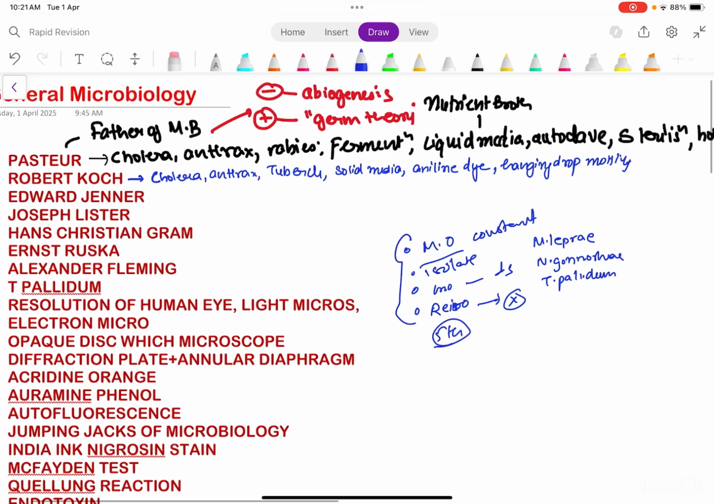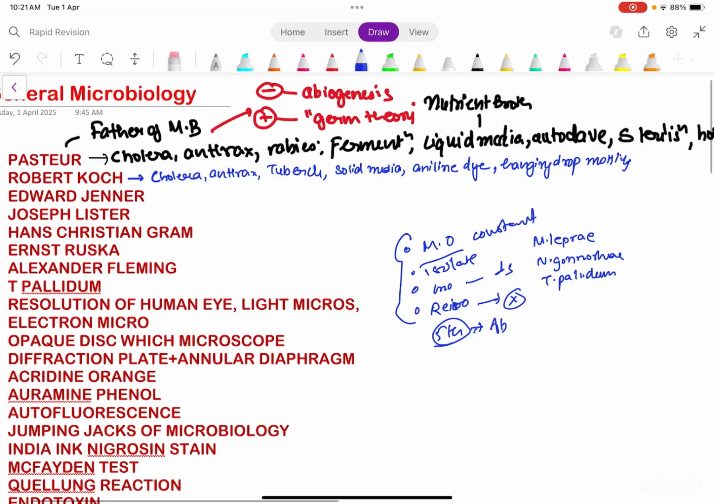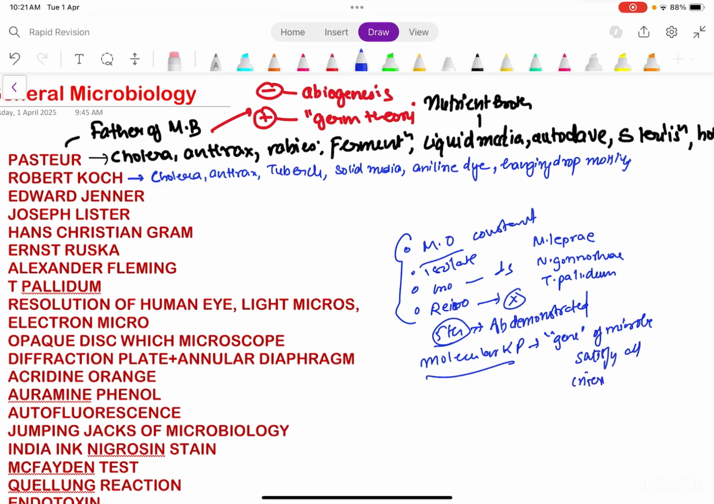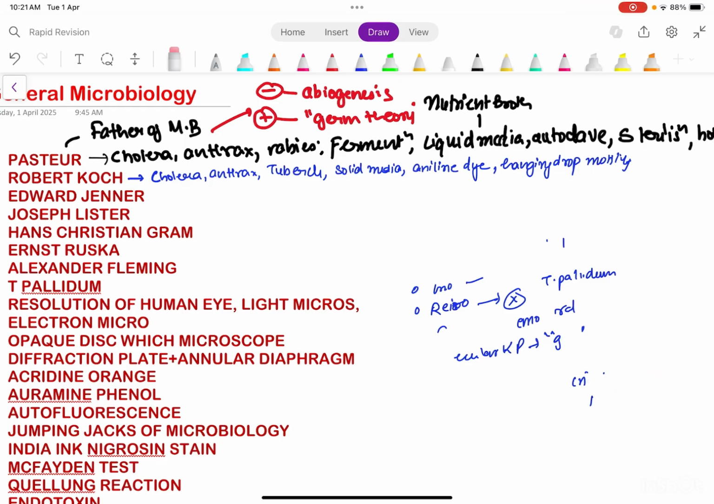Then these are four. Then a new postulate was also given, the fifth one, in which antibodies were demonstrated. And then there came a modification, the molecular Koch postulate, in which he said that the gene of the microbe should satisfy all criteria rather than the microorganism. So this was about the Koch postulates and various other things like the molecular and fifth postulate.